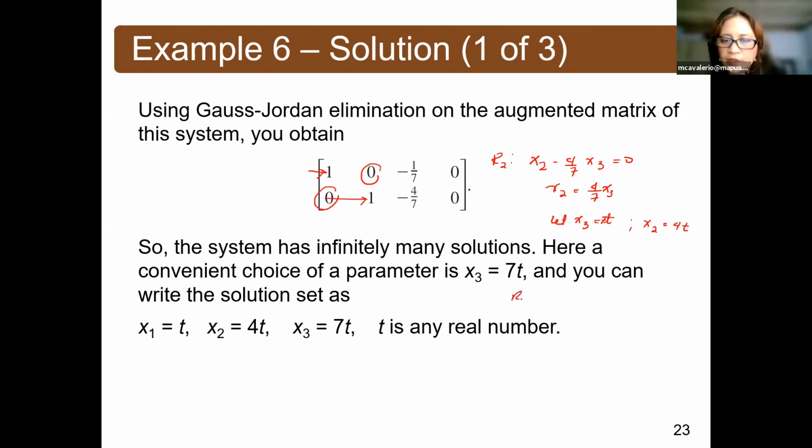Now in row 1, we can see that x sub 1 minus 1 over 7 x sub 3 is equivalent to 0. X sub 1 is therefore 1 over 7 x sub 3, but x sub 3 is 7t, and hence x sub 1 is simply t. We can now write the solution set. So we have x sub 1 is t, x sub 2 is equivalent to 4t, and x sub 3 is equivalent to 7t, or in coordinate form, we will have t, 4t, and 7t.